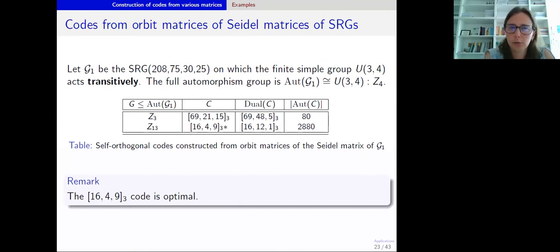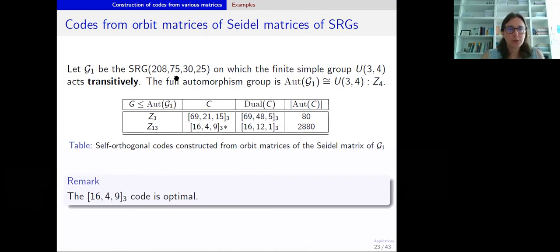I will not go into details, but I will show you the examples, how you can use the transitivity property. It is known that a strongly regular graph with these parameters has the full automorphism group U34 extended with Z4, and you know that the U34 group is acting transitively. So knowing this fact, you can easily construct it. You can use the method that I showed you in the first part. You have a group and you can construct this strongly regular graph.